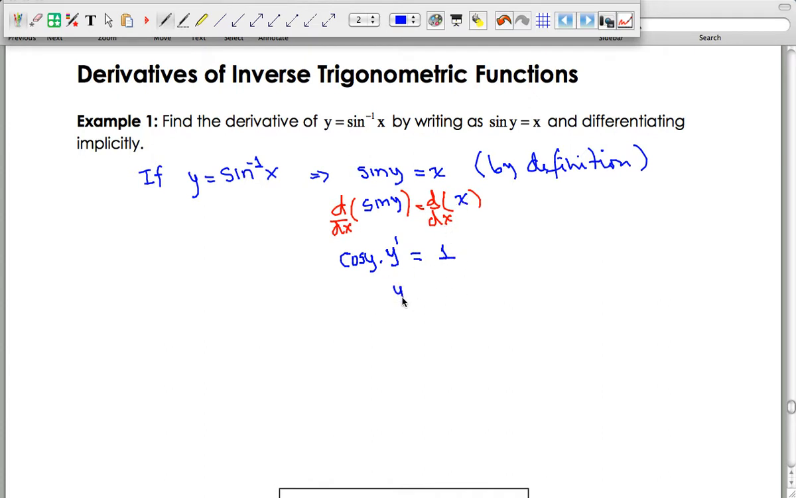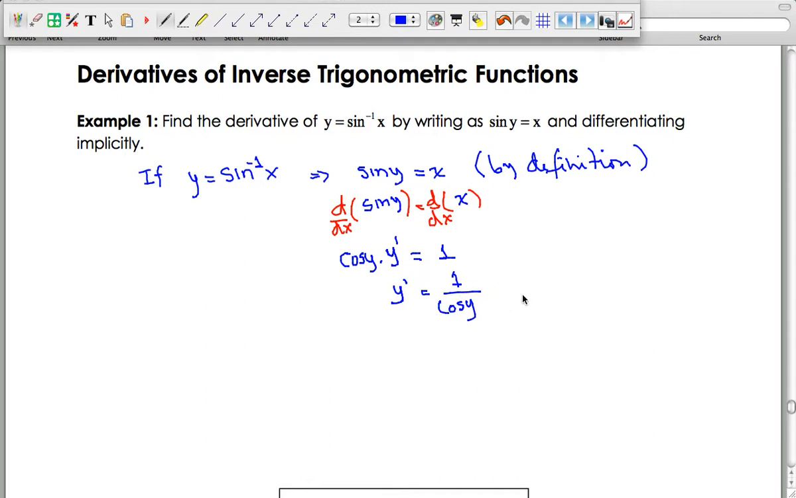So let's solve it for y prime. Y prime would equal 1 over cos of y. But actually, I would like to express this in terms of x. What do we do? Oh, I'll show you a little trick. What you do is the following.